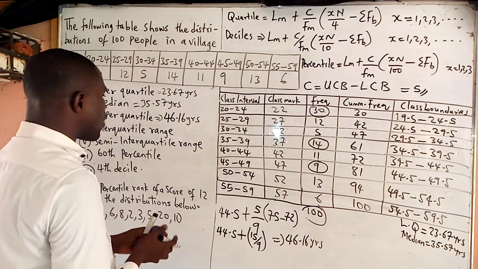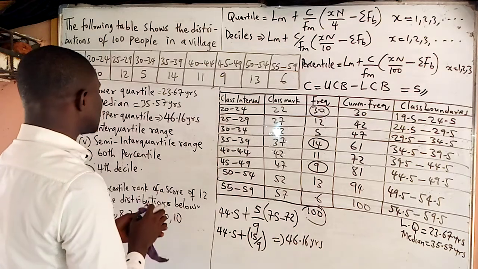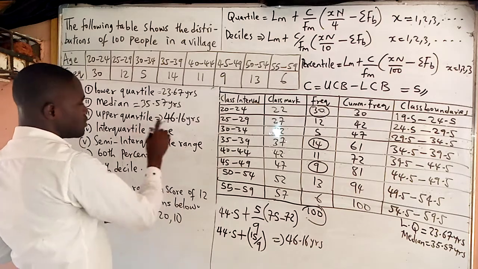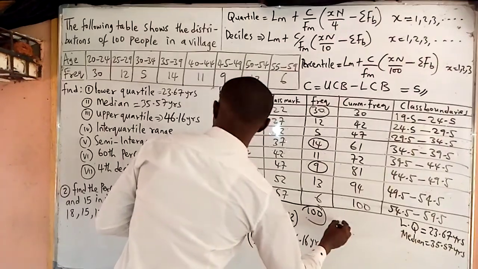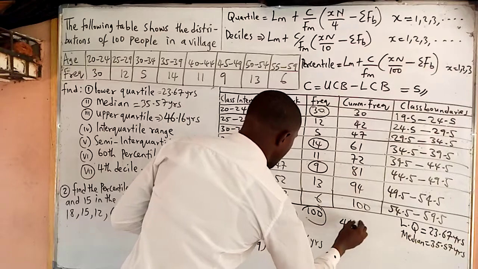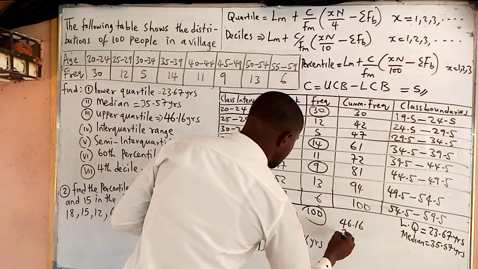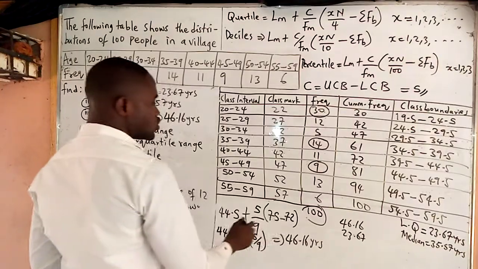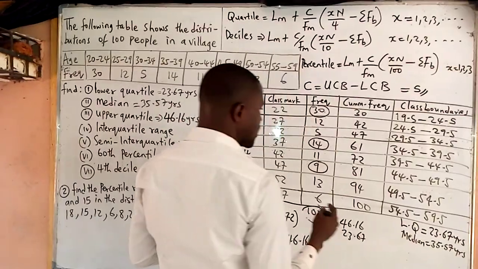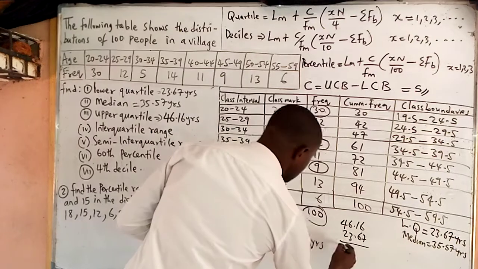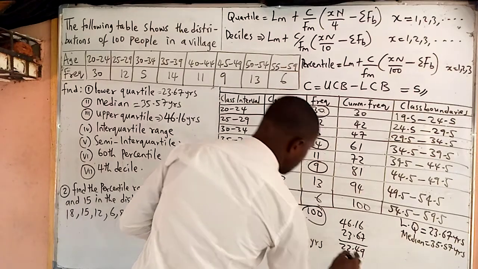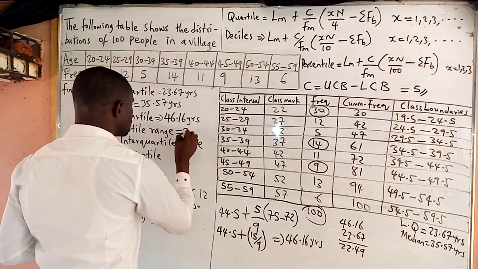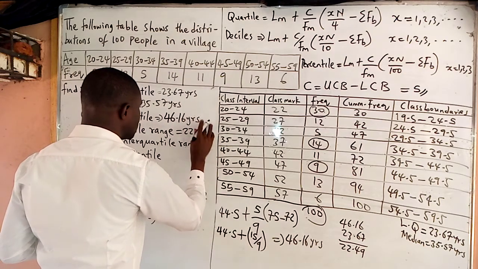Then we go to interquartile range. Interquartile range means upper quartile minus lower quartile. Upper quartile was 46.16, lower quartile was 23.67. When you subtract the two, that will be giving you 22.49. You tell them that it's 22.49 years.